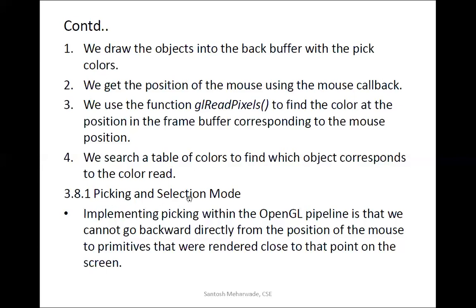The next one is the picking and selection mode. The issue in implementing picking within the OpenGL pipeline is that we cannot go backward directly from the position of the mouse to primitives that were rendered close to that point on the screen. As we already discussed, the OpenGL rendering pipeline is not backward in nature. So for that we have to go for these mouse callback functions. Whenever we place the mouse cursor on the screen, glReadPixels is going to retrieve the color of that particular position in our frame buffer.